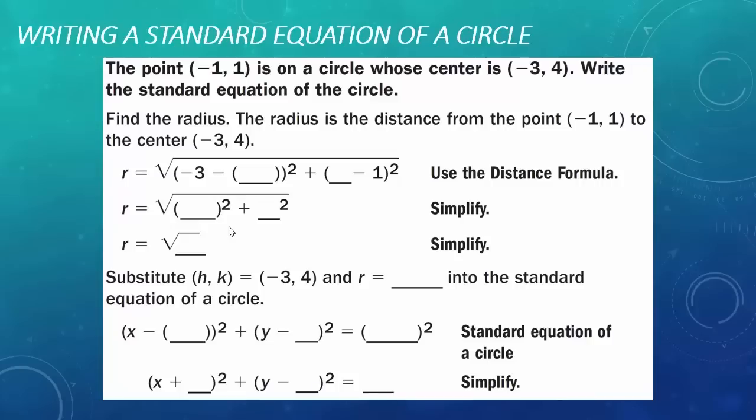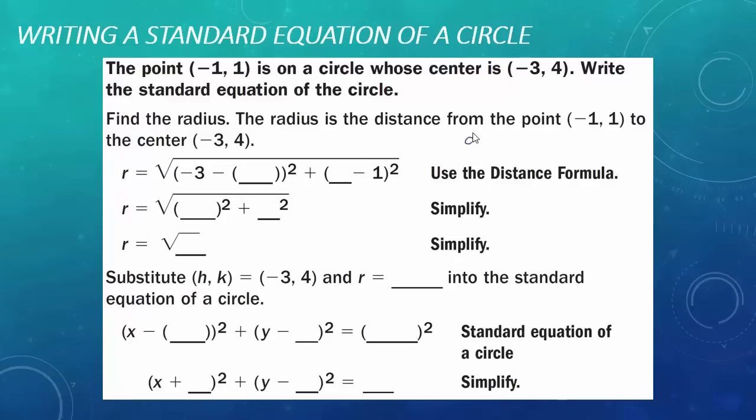Example 2, writing a standard equation of a circle. The point (-1, 1) is on a circle whose center is (-3, 4). Write the standard equation of the circle. First, before we can write the equation, we need to know what our radius is. Our radius is the distance between the point on the circle and its center.